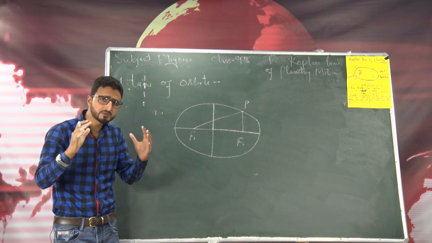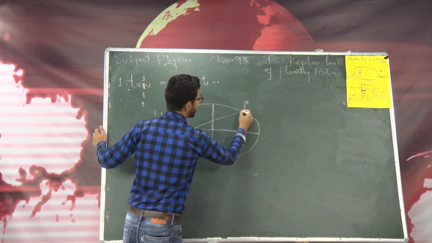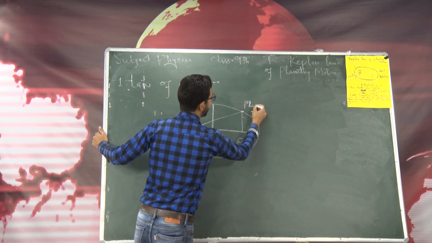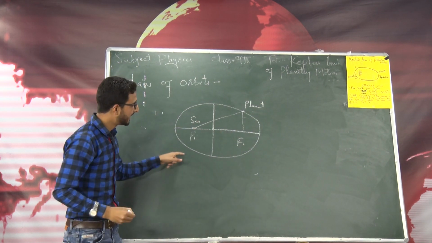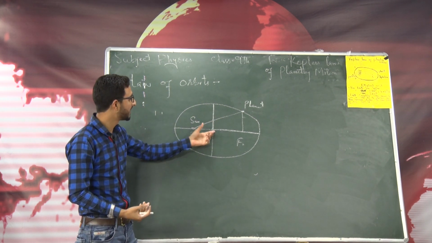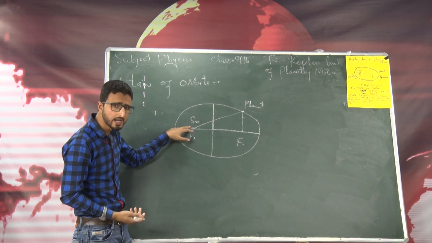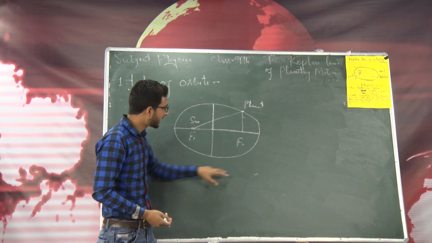As per Kepler's first law, every planet revolves around the sun. Let me consider the planet here. Every planet revolves around the sun in an elliptical orbit with the sun at one of the foci of the ellipse. So this is the sun at the focus of the ellipse and the planet revolving around it.